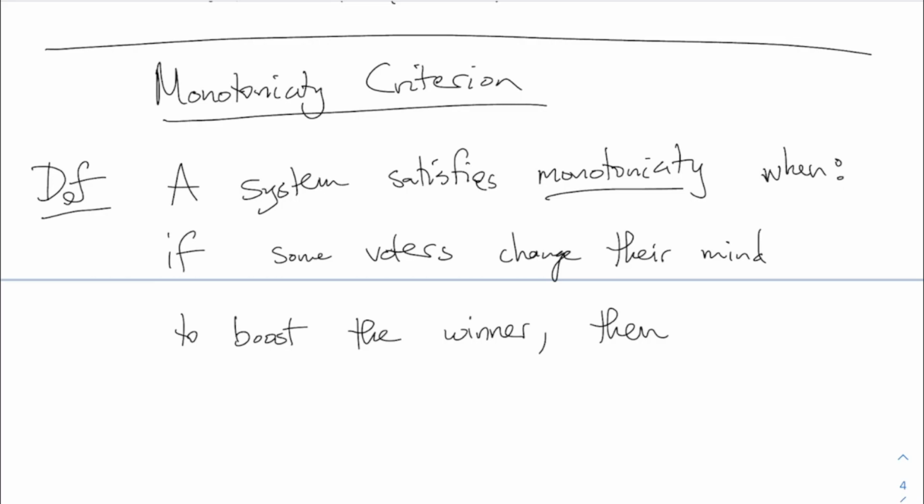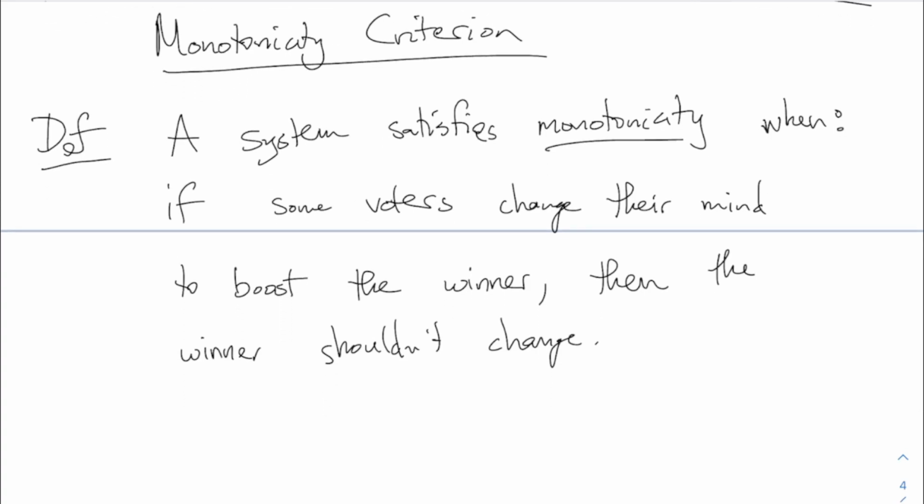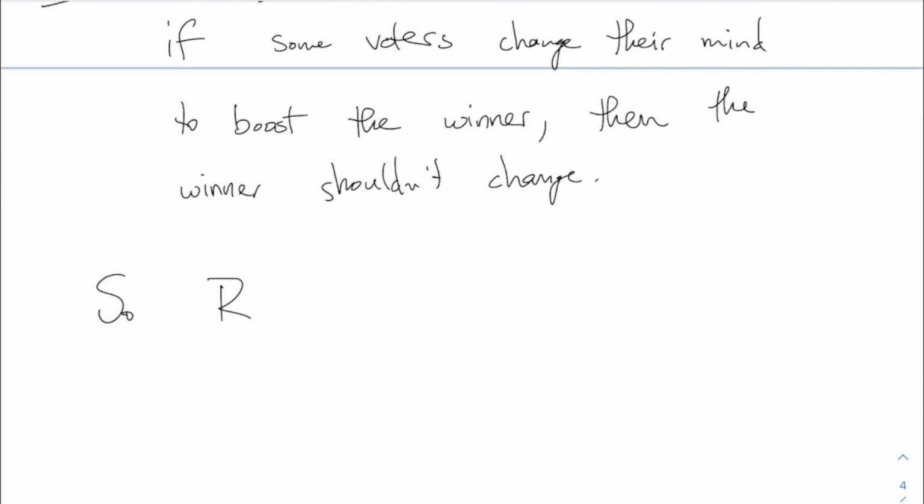So if some voters change their mind to boost the winner, then the winner shouldn't change. That's another way of saying the winner should still be the winner, right? It's not like you raise the winner up a little bit and that causes somebody else to win. That doesn't make any sense. So this is called monotonicity. Monotone means sort of same direction. If you raise up the winner, this should make them still be the winner. It should not cause them to go down in the results. All right? This is the monotonicity criterion. And what we have seen so far is that ranked choice voting does not satisfy monotonicity.